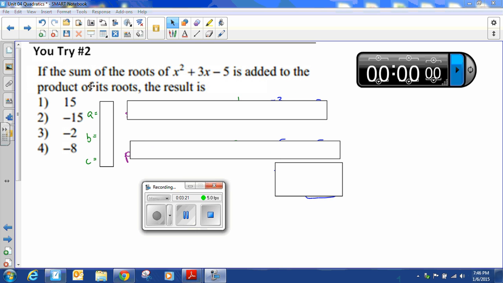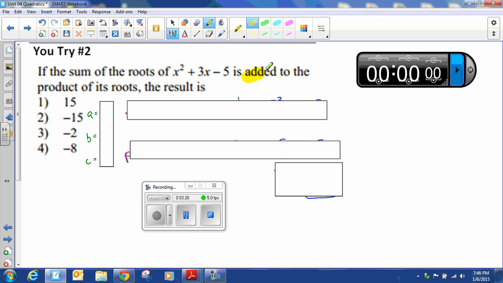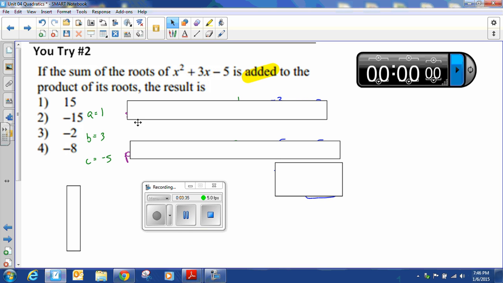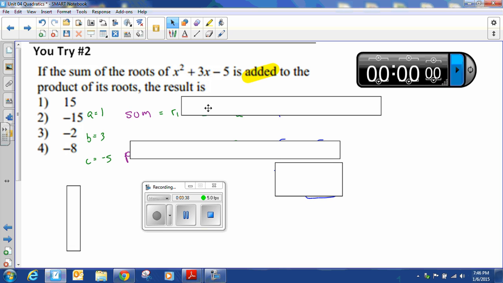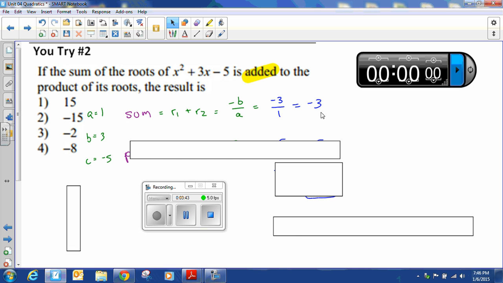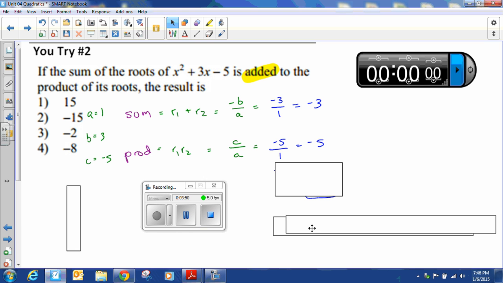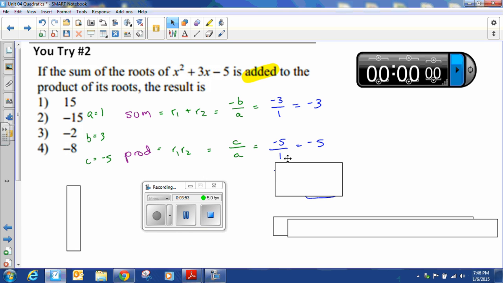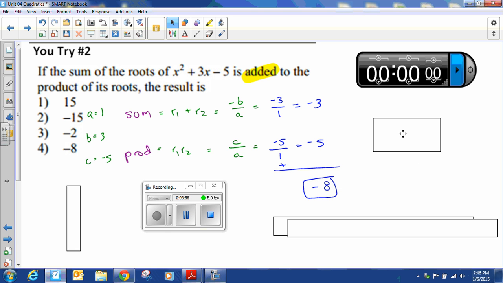Let's take a look at this one. If the sum of the roots of x squared plus 3x minus 5 is added to the product of its roots, the result is the following. So again, we need to identify the coefficients and plug in. The sum of the roots, R1 plus R2, equals negative b over a. That evaluates to negative 3. The product of the roots, R1 times R2, is c over a, which is negative 5 over 1, which reduces to negative 5. Since we are adding the sum and the product, well, negative 3 plus negative 5 is negative 8. The answer is 4.